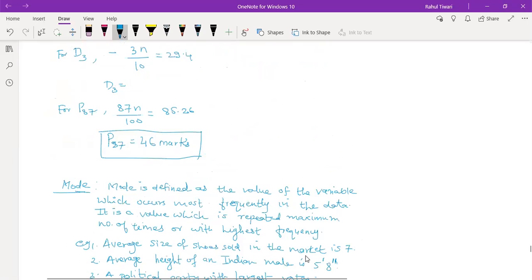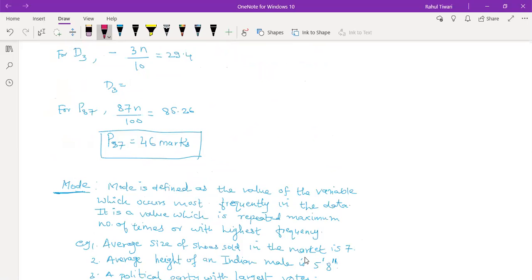Next one is your mode. I'll try to finish the concepts of mode in this session. Mode is basically the most occurring number, the most frequent number in the data set.